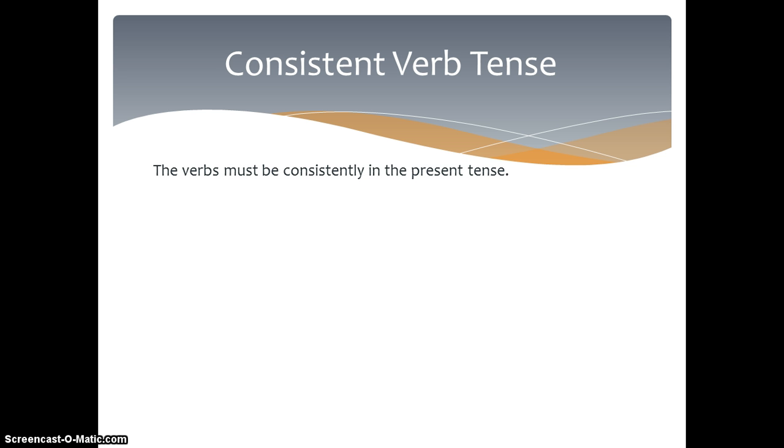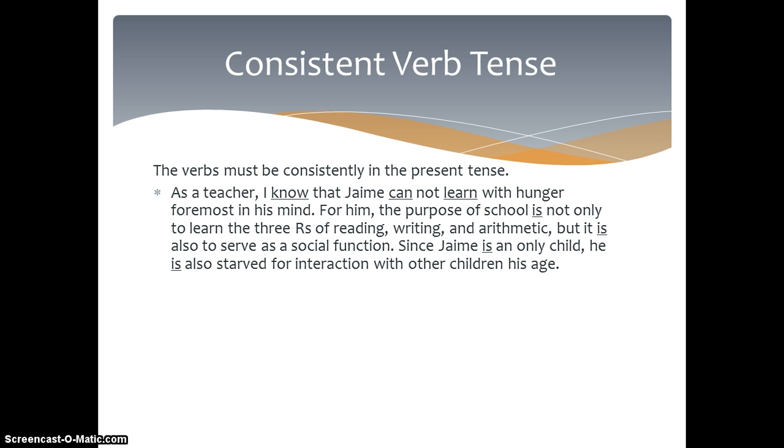The verbs must be consistently in the present tense. As a teacher, I know that Jamie cannot learn with hunger foremost on his mind. For him, the purpose of school is not only to learn the 3 R's of reading, writing, and arithmetic, but is also to serve as a social function. Since Jamie is an only child, he is also starved for interaction with other children his age. That's one way to solve it.